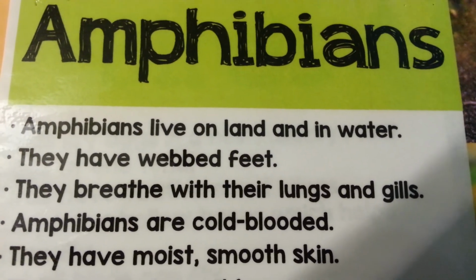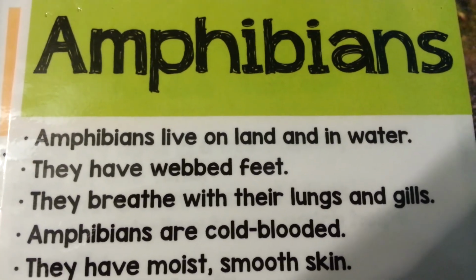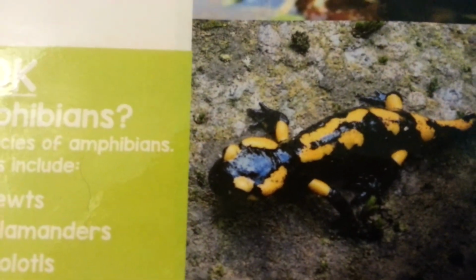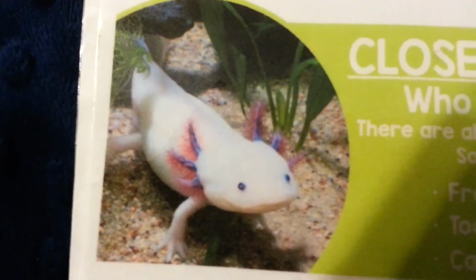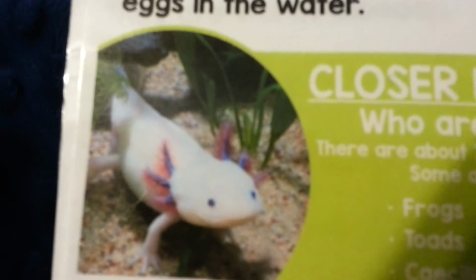Amphibians have webbed feet. You can think of the frogs with their webbed feet. You can think of newts and salamanders. And I want to show you a picture. Right over here, that is a salamander. And over here is a really strange-looking amphibian called the axolotl. Notice that it has feet with webs, and those things sticking out of the side of its head are actually its external gills. It's a very unusual kind of animal.